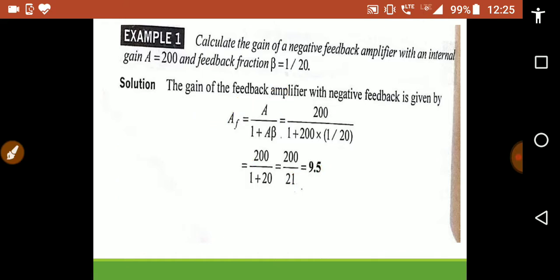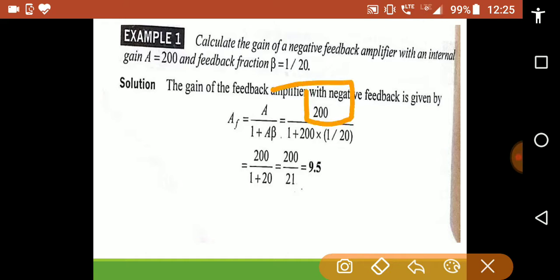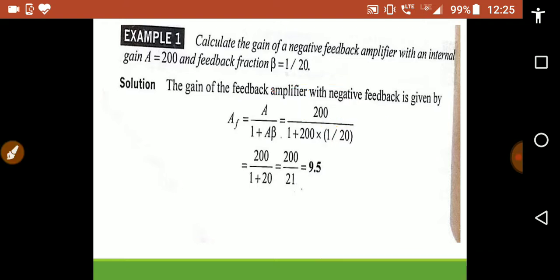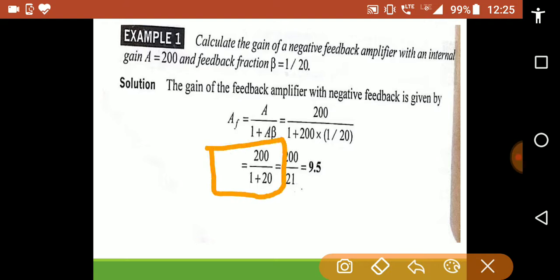So putting these values in the equation, we have A is 200 and beta is 1 by 20. So 200 divided by 1 plus 200 into 1 by 20. So we have AF equal to 200 divided by 20 plus 1 equal to 200 divided by 21 equal to 9.5. So this is the value of gain with feedback.